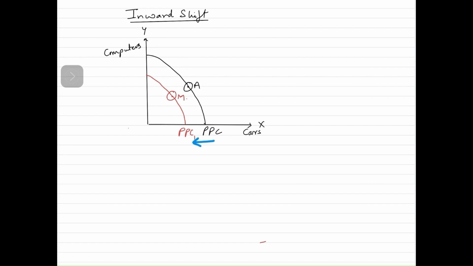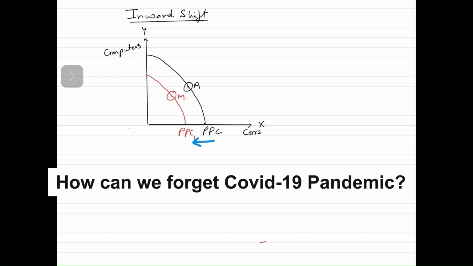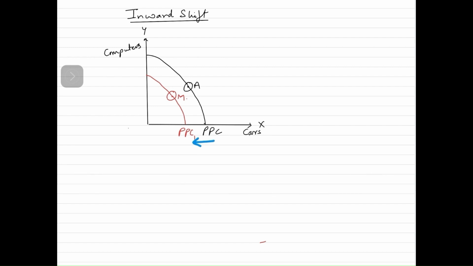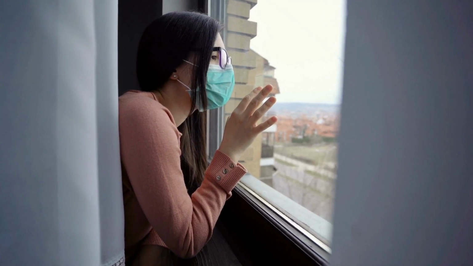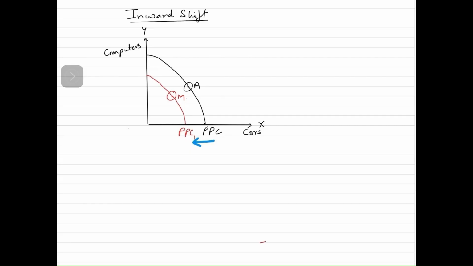Now, there are certain examples that we can take a look at when we talk about the inward shift of the PPC curve. The very first example that I'm going to quote is something that we've already experienced for a good 2.5 years. It's the COVID-19 pandemic. So the COVID-19 pandemic has caused a significant inward shift of the PPC curve in many countries, as their production units and their offices were closed due to worldwide lockdowns.